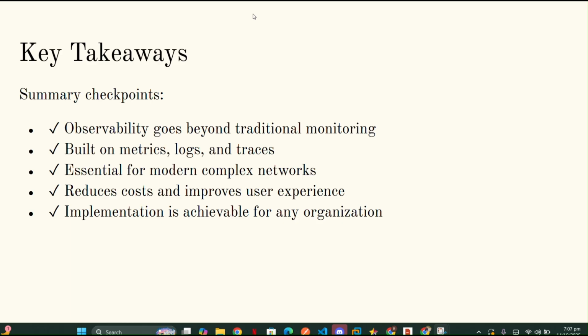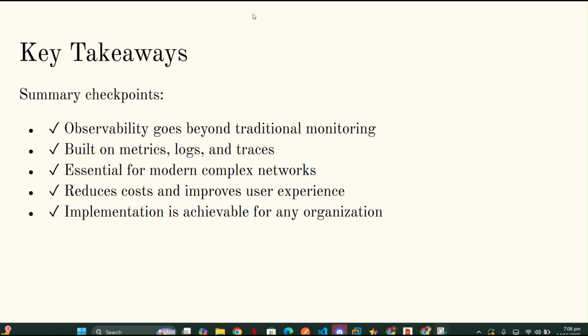Summarizing everything we learned today. First, observability is better than old monitoring. It tells us what's wrong and why. Second, we need three things: metrics, logs, and traces. Without all three, we don't see the full picture. Third, observability is necessary for modern networks. It works with cloud and complex systems. Fourth, it saves money and makes customers happy. Problems are found and fixed quickly.